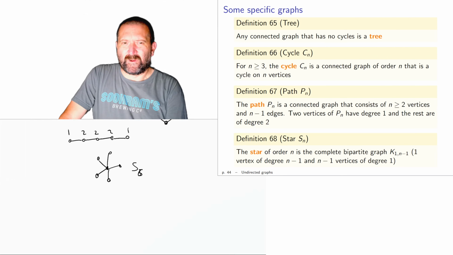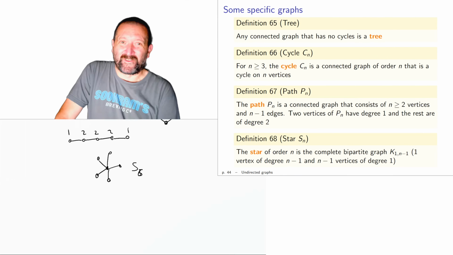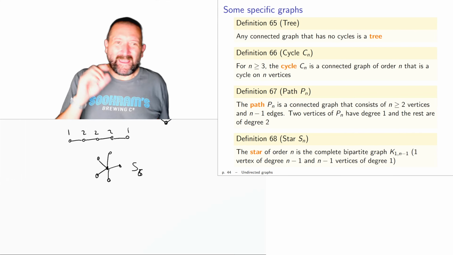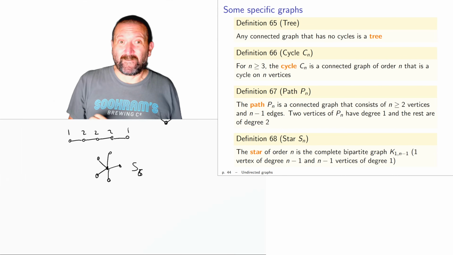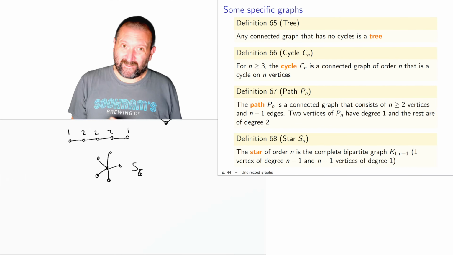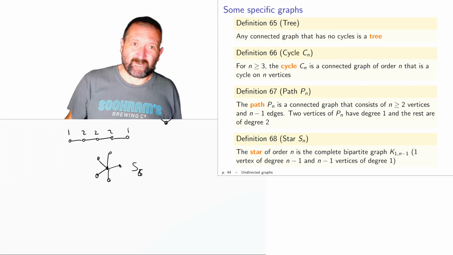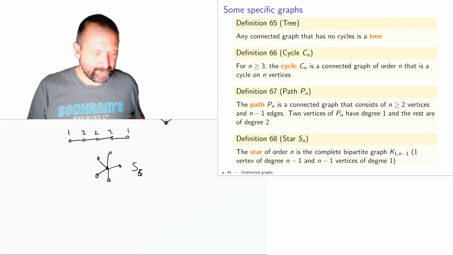Six. So how many? I can't count. There are 6 vertices here. So the center is connected to 5 other vertices, and each of the peripheral vertices is connected only to the center. Okay.